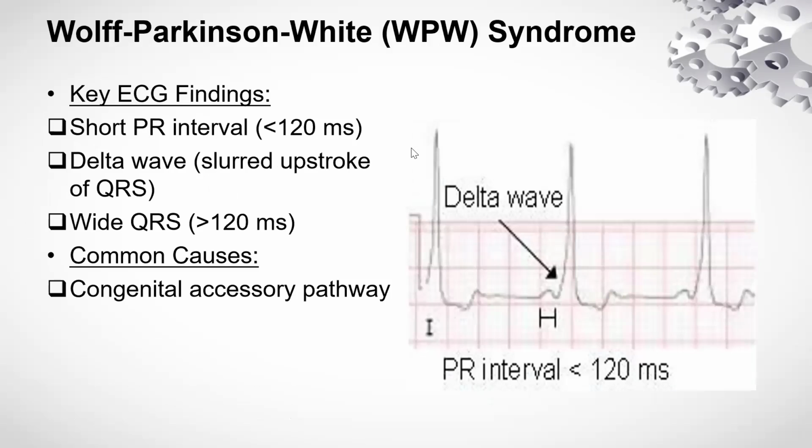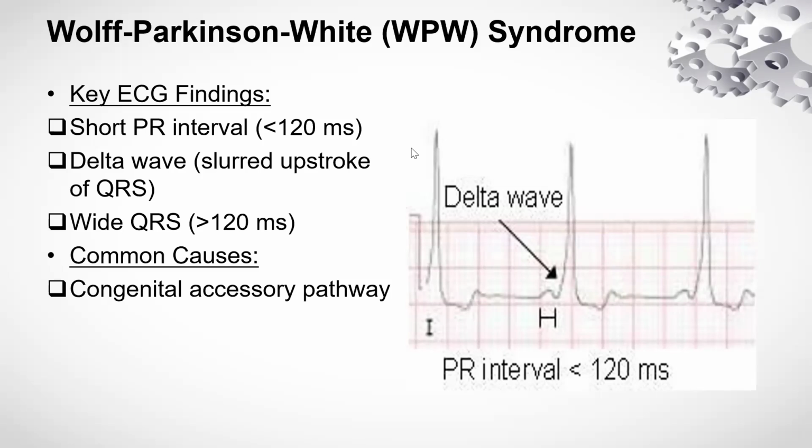Now, the Wolff-Parkinson-White is also a wide QRS complex arrhythmia, but the important thing is that there's a presence of a delta wave. So the delta wave, instead of having a sharp upstroke of your QRS complex, the upstroke is a little slow. That is diminished. That is what we know as the delta wave. And when you have this delta wave, it's either there's an electrolyte imbalance, or most of the time it could be a congenital accessory pathway.